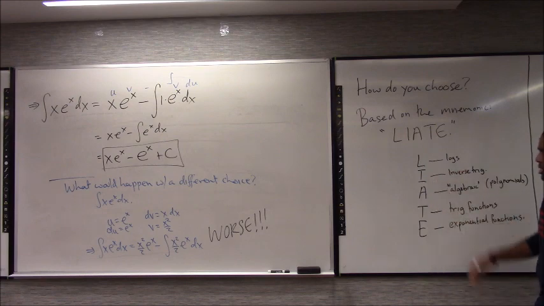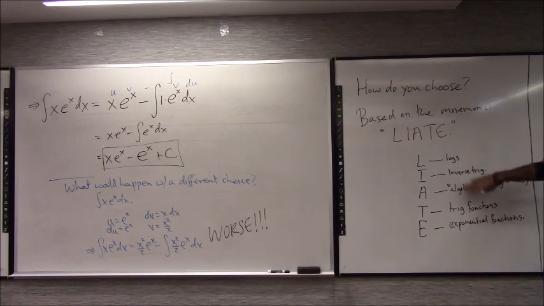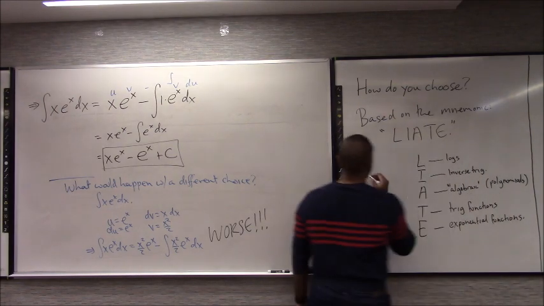There are other similar mnemonics. It actually doesn't matter if the T and the E can be swapped without much consequence, but you tend to want to do logs, inverses, and polynomials in this order. And here's how it works.